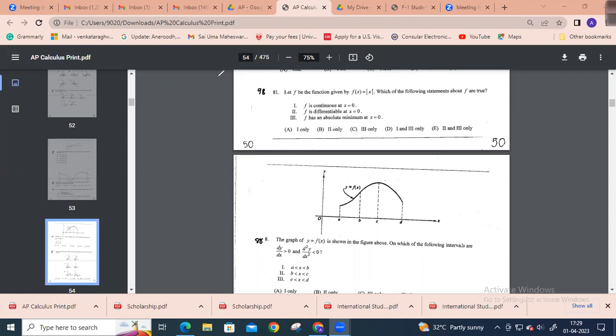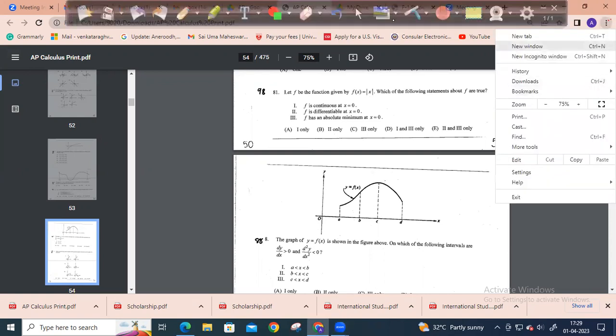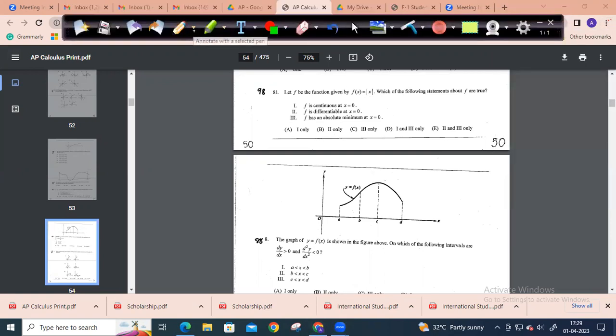So now they gave a function f of x is equal to mod x and they're asking what is true about the function mod x. Which of the following is true about mod x? So this is mod x. So definitely it is a continuous function. No one can argue whether it is a continuous function or not.